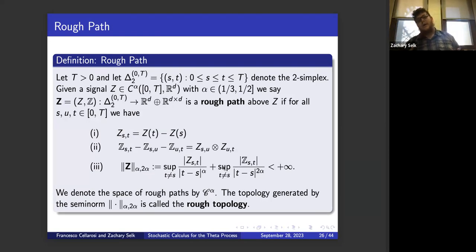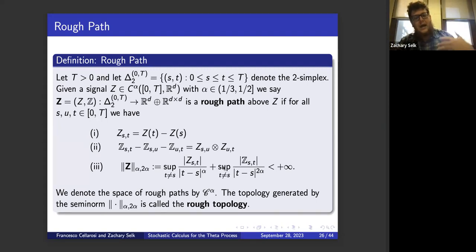So it gives you a vector and it gives you a matrix, right? The vector part is just the increment of the function. The matrix part is going to be the part that we use to define the iterated integral. And it's a matrix because what we need to do is define the iterated integral of the ith component against the jth component. So the ijth element of R^(d by d) is a definition of the integral of z_i dz_j.